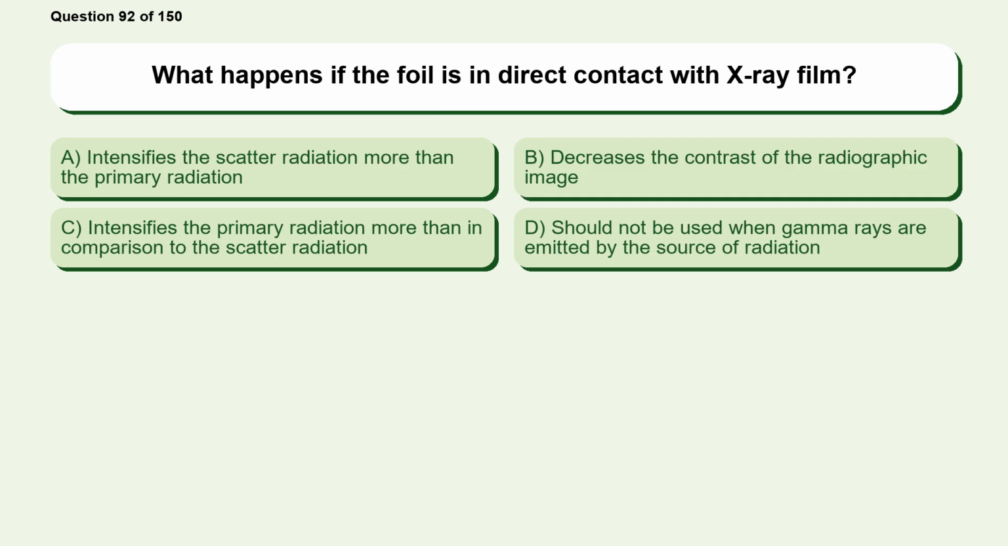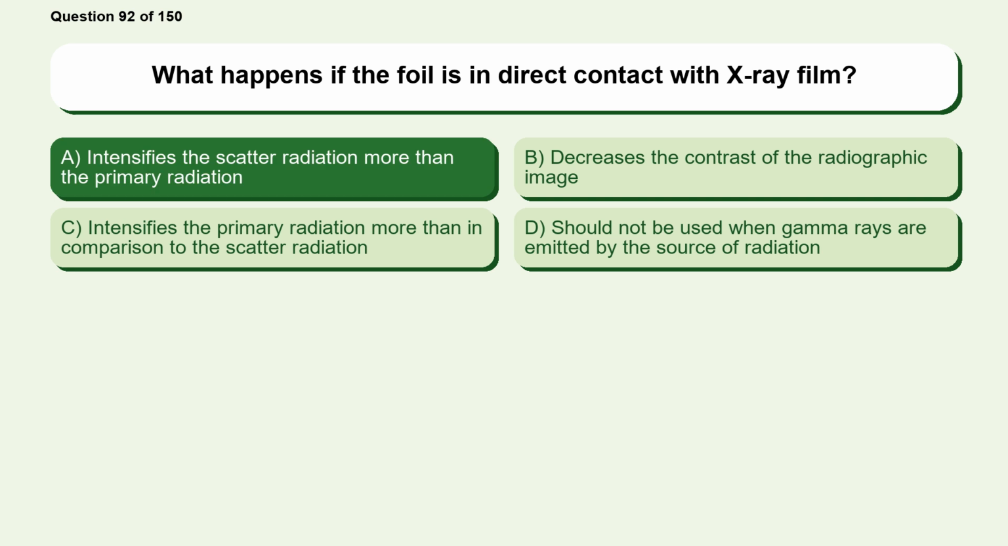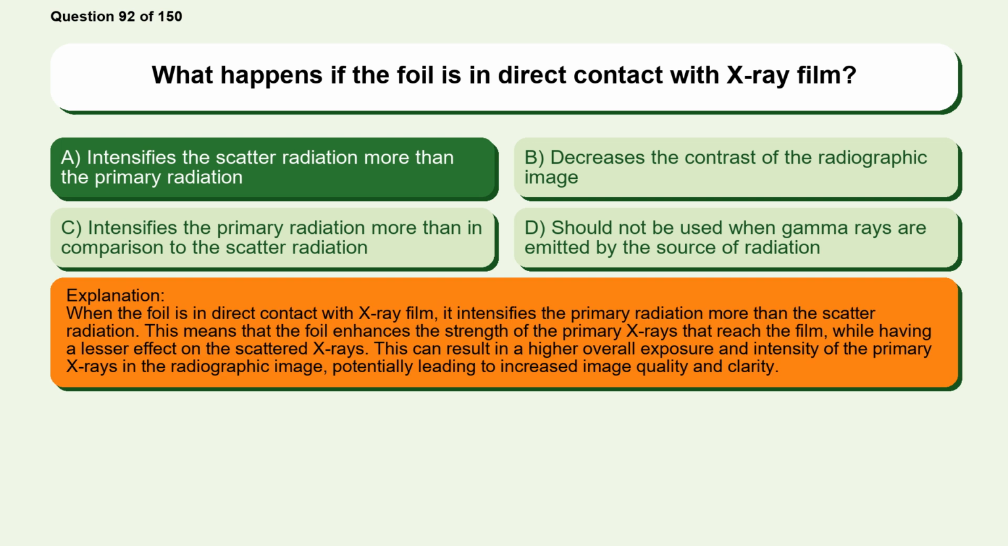Question 92. What happens if the foil is in direct contact with X-ray film? Option A, intensifies the scatter radiation more than the primary radiation. Option B, decreases the contrast of the radiographic image. Option C, intensifies the primary radiation more than in comparison to the scatter radiation. Option D, should not be used when gamma rays are emitted by the source of radiation. The correct answer is option A, intensifies the scatter radiation more than the primary radiation. When the foil is in direct contact with X-ray film, it intensifies the primary radiation more than the scatter radiation.